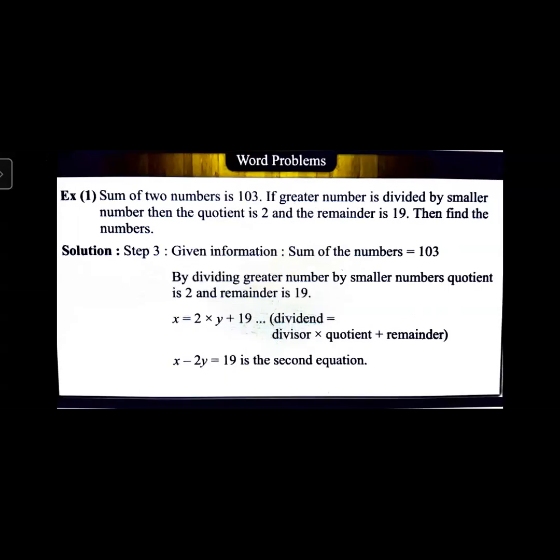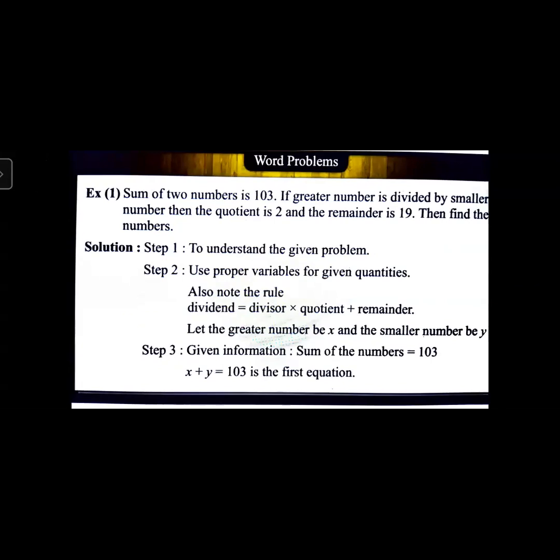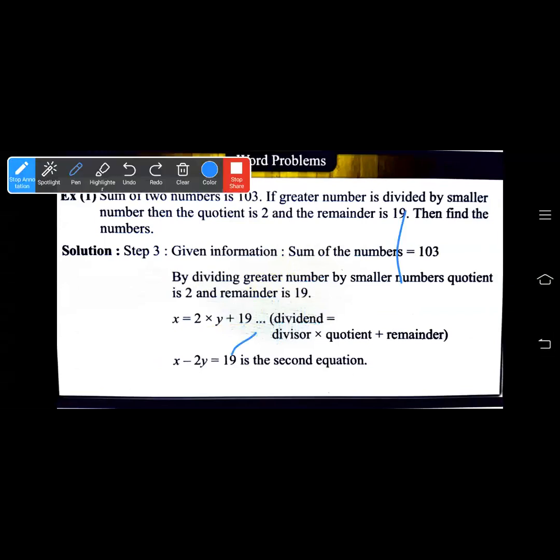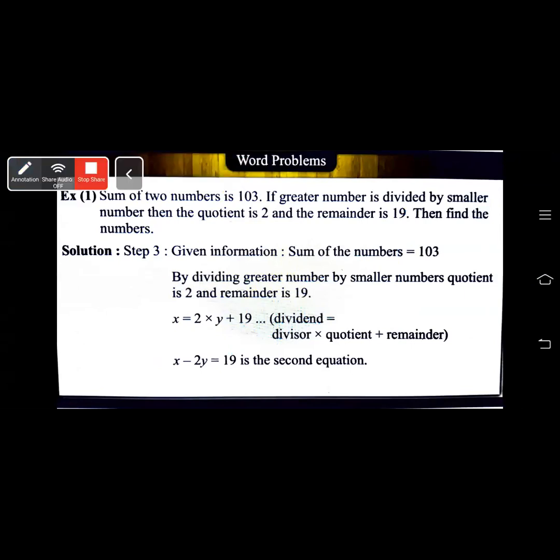So first what do we have to do? Dividend is what? Dividend is your x, because you are dividing the greater number by smaller number. So dividend is x. x is equal to 2 is what? Quotient. Quotient is your answer. When you divide x by y, you get the answer as 2 and remainder as 19. So you get x is equal to 2y plus 19. So x minus 2y is equal to 19 is the second equation.